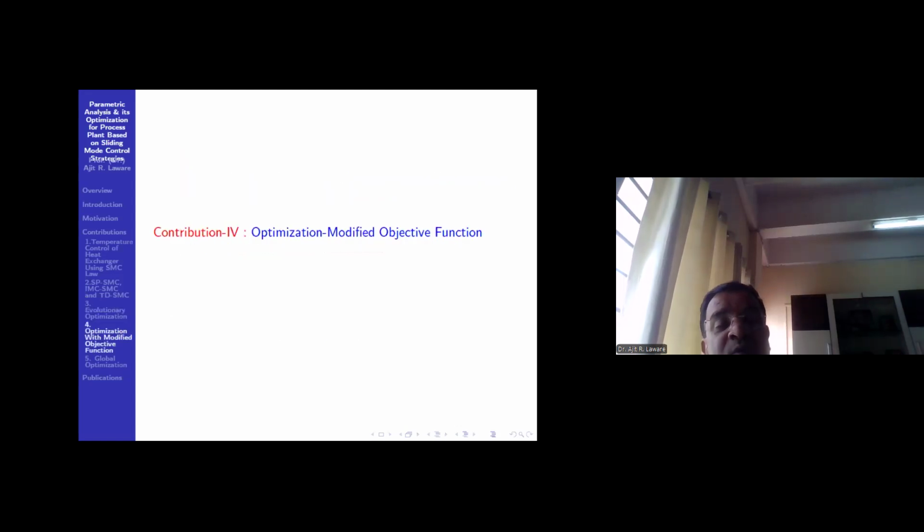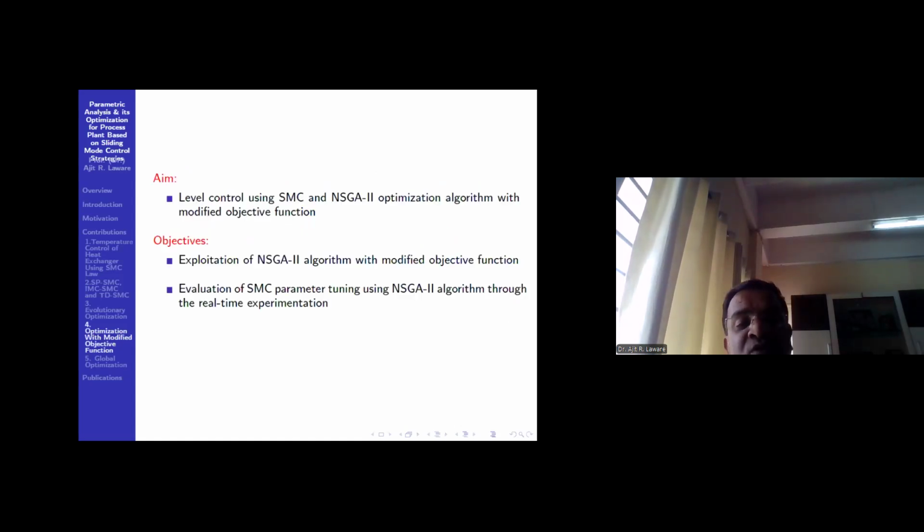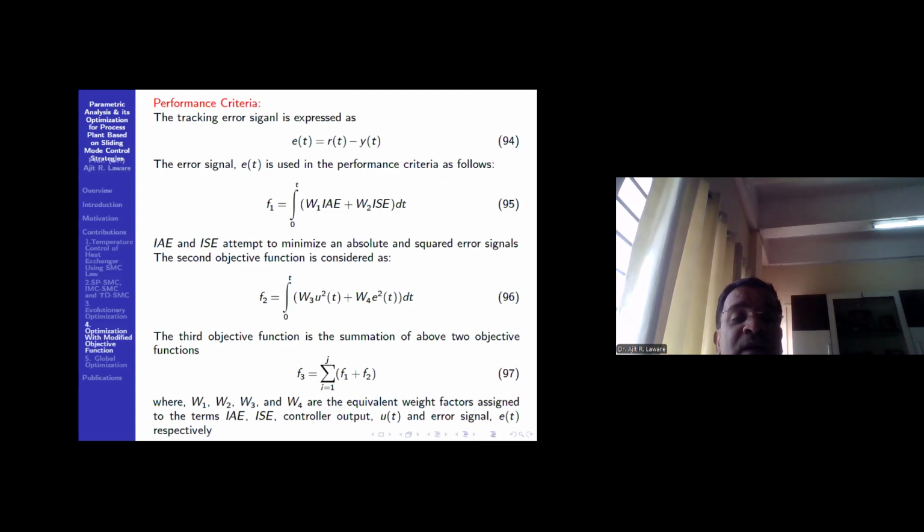Then very similar it is there, but only the objective function has been modified. That is the fourth contribution. So I have used the same NSGA2, but here is how you can modify the objective function. Tracking error we have already seen. This is my F1 and F2 objective function, and I'm aggregating that as F3.